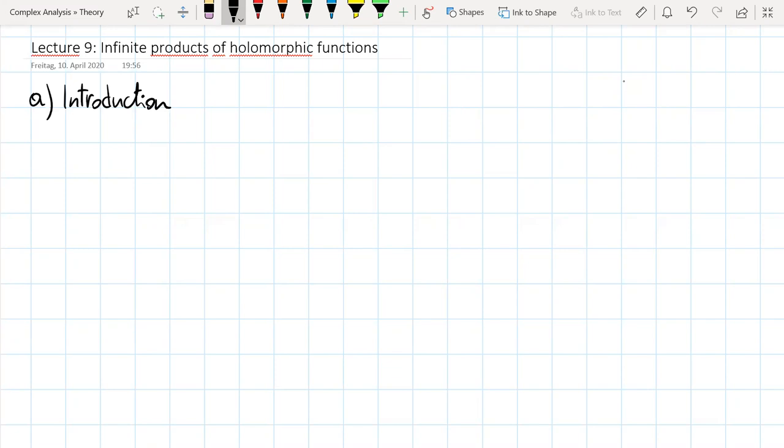Welcome everybody to lecture 9, Infinite Products of Holomorphic Functions. In lecture 8, we studied a series of meromorphic functions. And in this lecture, we want to go from infinite sums to infinite products. And here we will focus mainly on holomorphic functions, so meromorphic functions without poles.